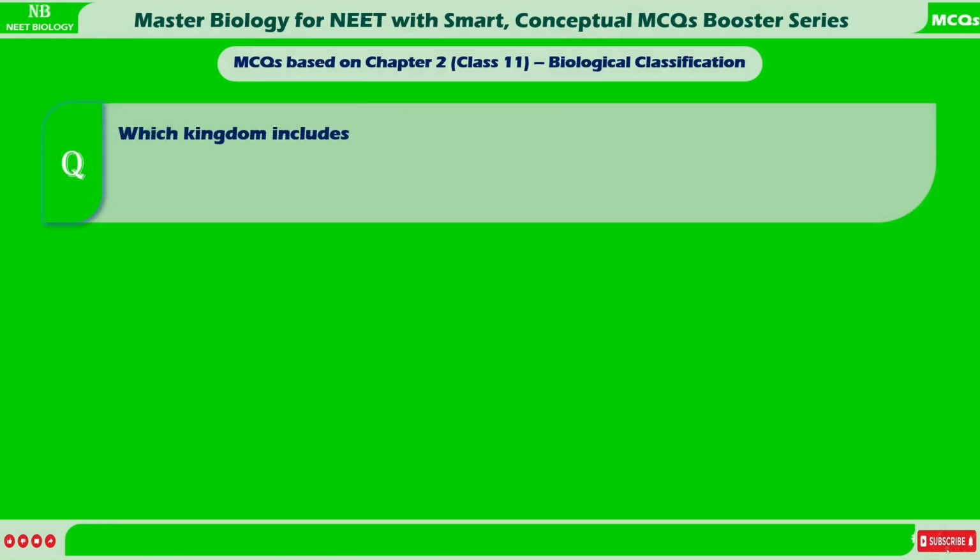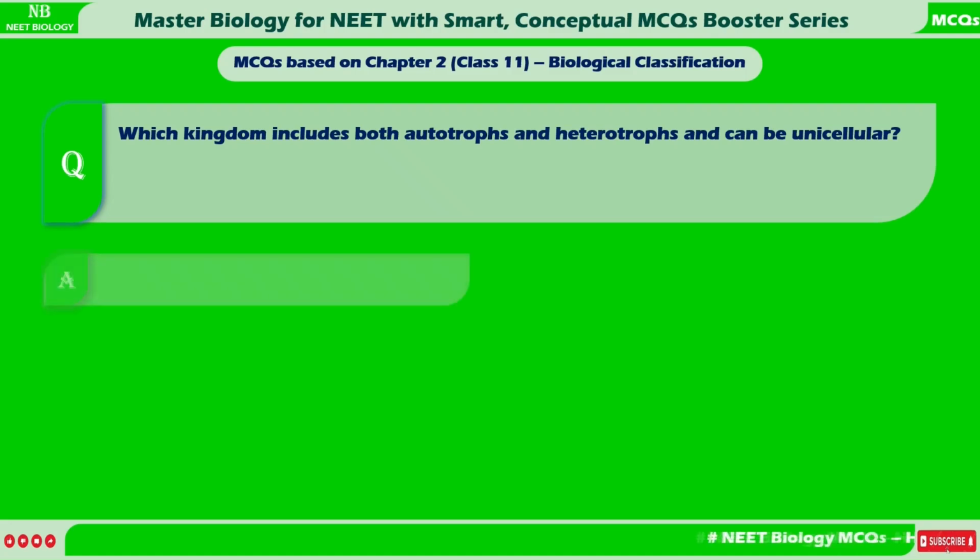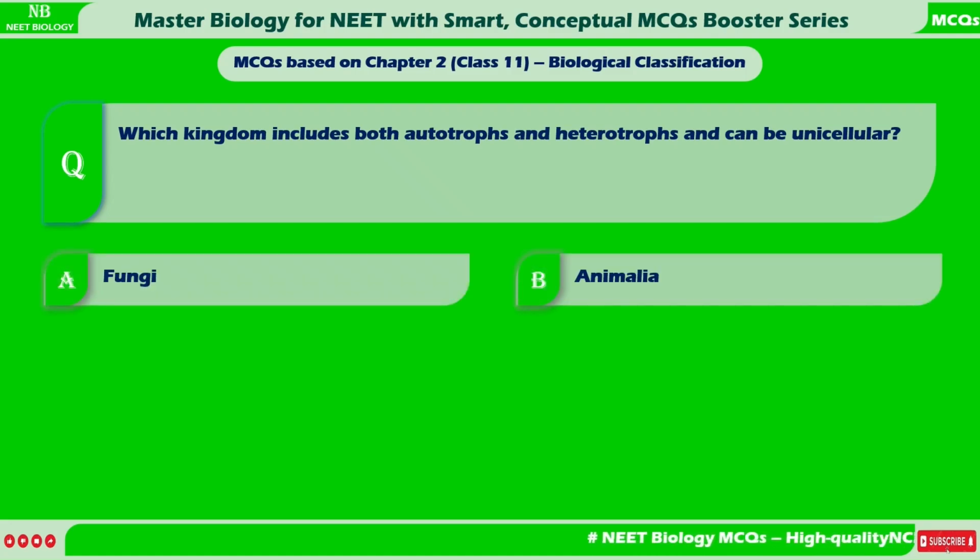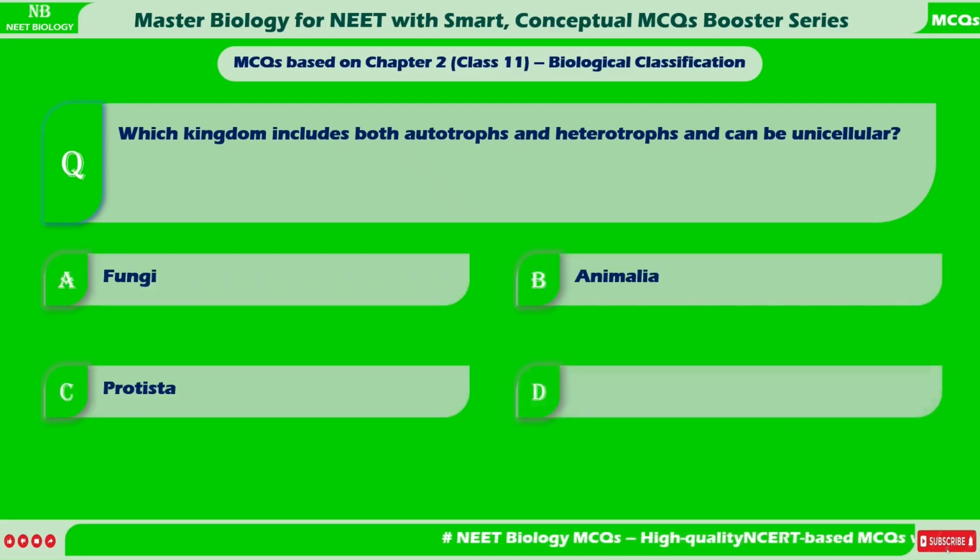Which kingdom includes both autotrophs and heterotrophs and can be unicellular? A. Fungi, B. Animalia, C. Protista, D. Plantae.